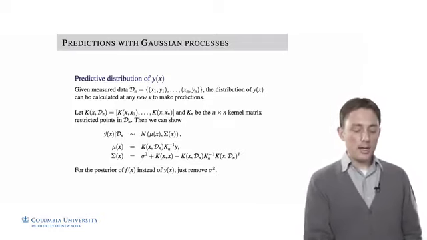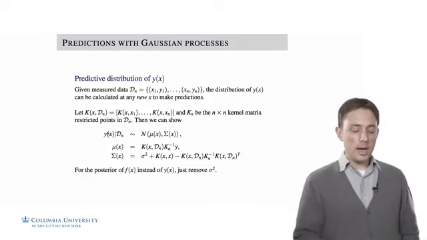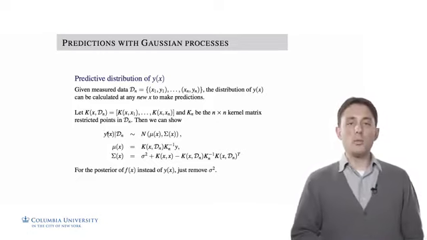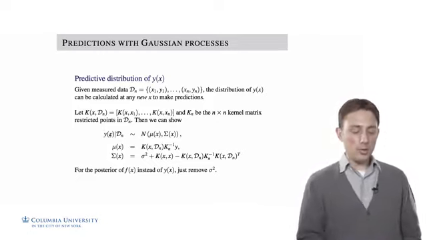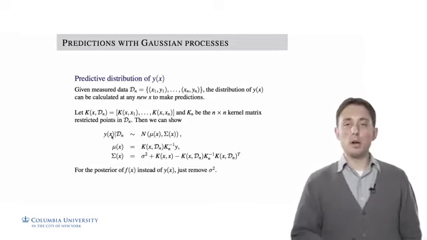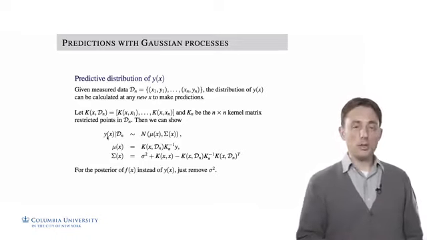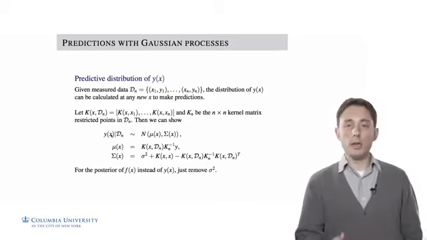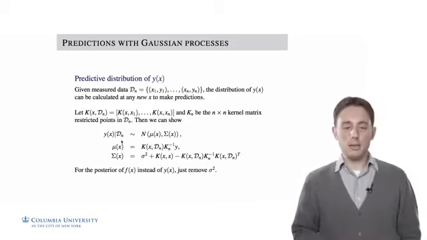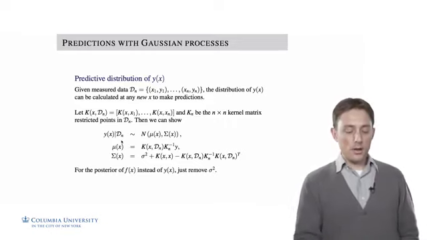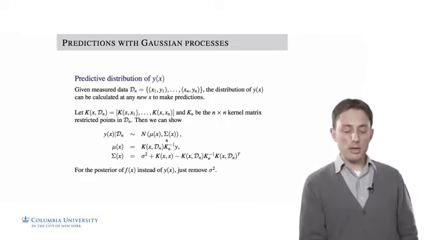Then if we want to predict the distribution on y, the corresponding y for an arbitrary x, we now have a function of the response y that is a function of the covariate x, given the data set and given our evaluation at a point x.